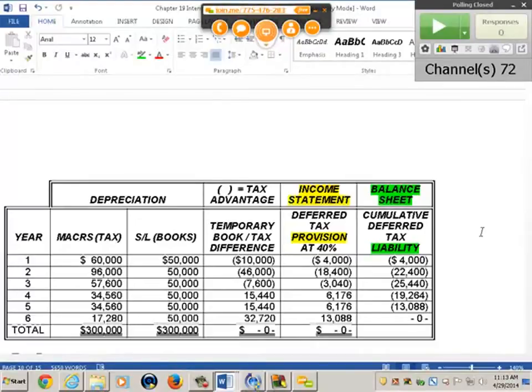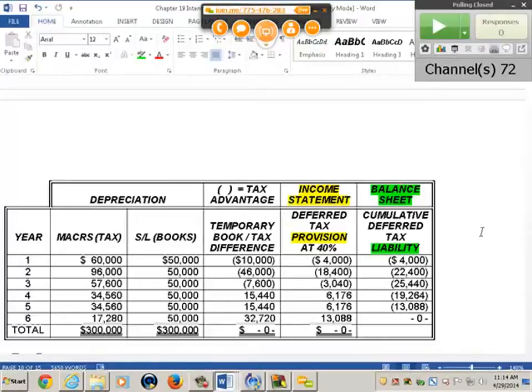However, looking at the first year, you'll notice that if I have MACRS depreciation of $60,000 and $50,000 on my books, I have a tax advantage equal to $10,000. That tax advantage will save, at 40%, $4,000. However, we know that we've got a tax advantage today, but those amounts will become taxable.